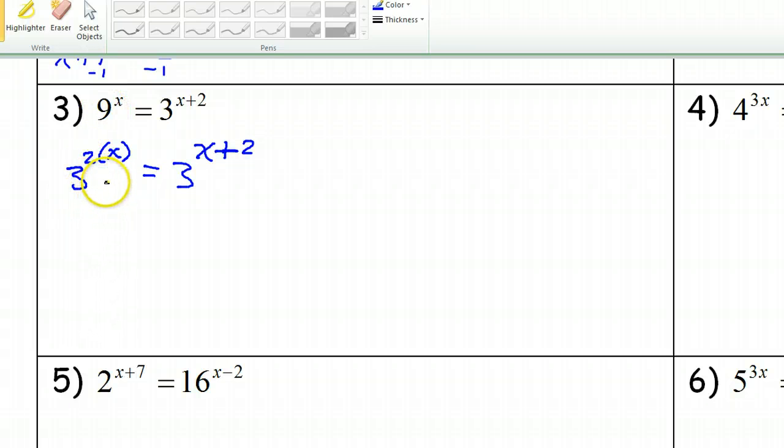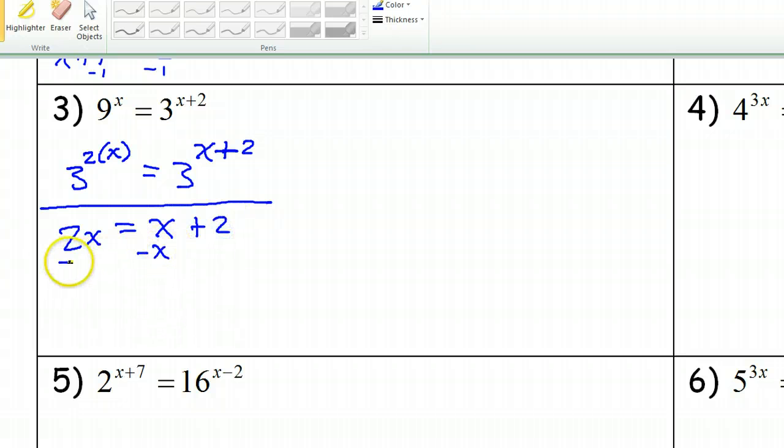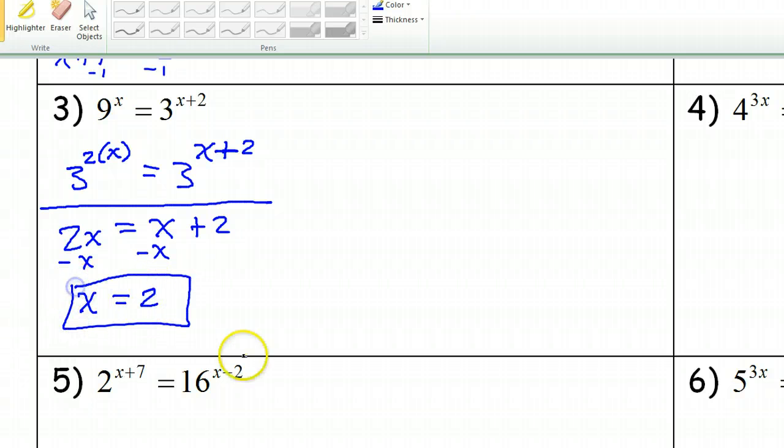Now the bases are the same already. So that means the exponents must be the same. So that means 2x must equal x plus 2. Subtracting x from both sides gives you x equals 2. So that's it for number 3.